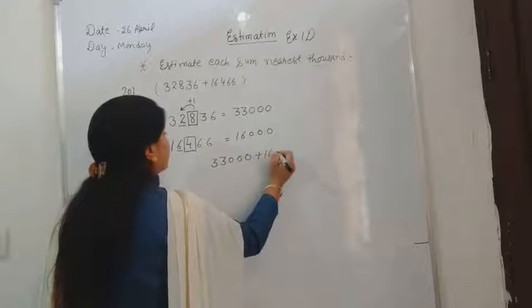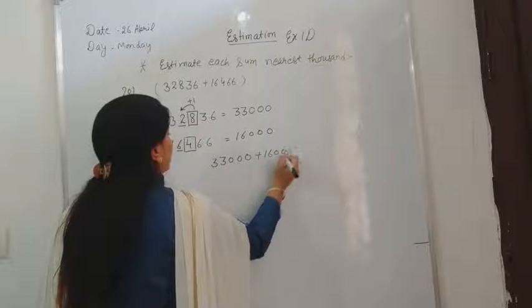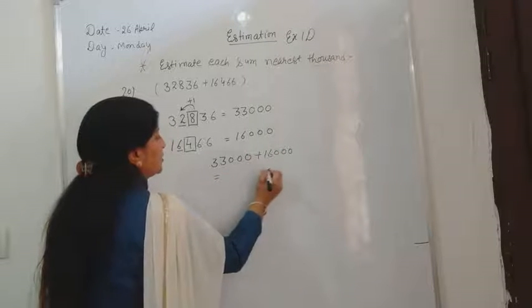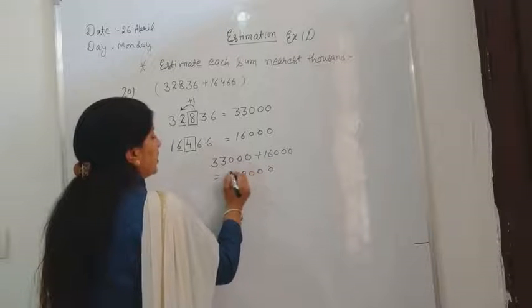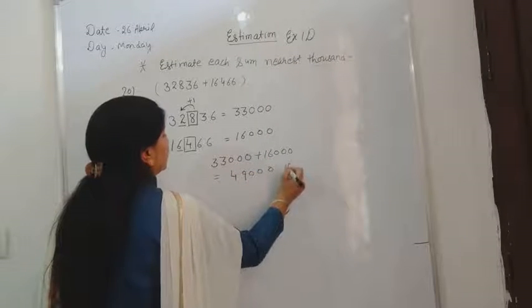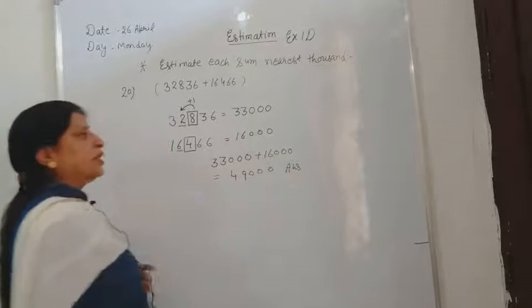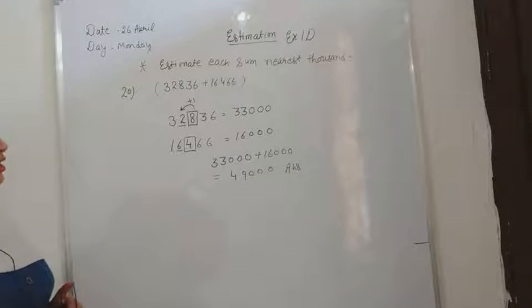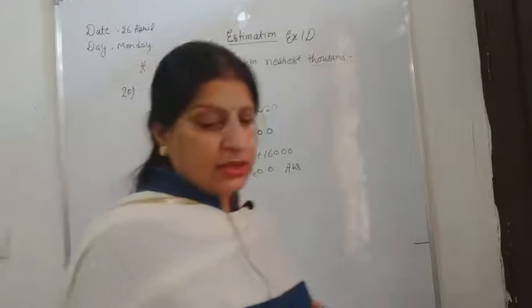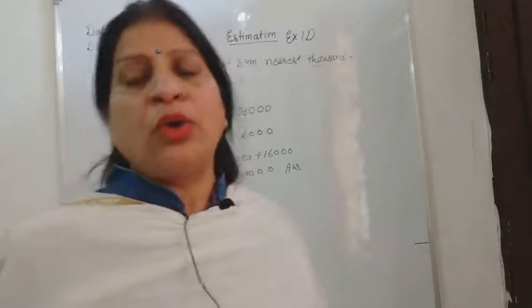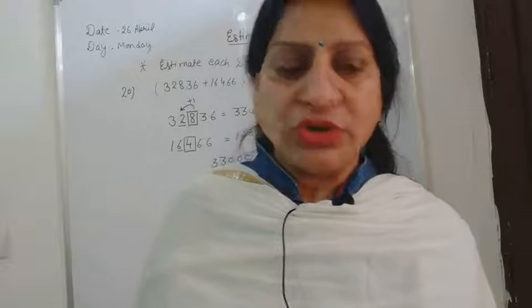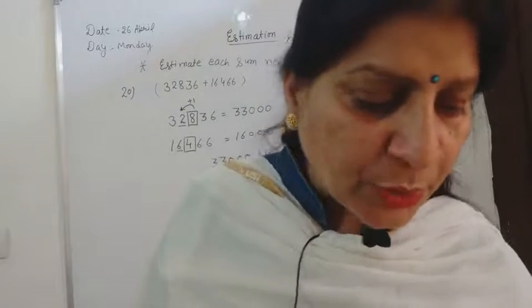Now we have to add these numbers, 33,000 plus 16,000, and our answer becomes 0, 0, 0, 6 plus 3, 9, 3 plus 1, 4, that is equal to 49,000. Clear this one? Now the next question, number 21, is homework for you because this is also the same question as question number 20.